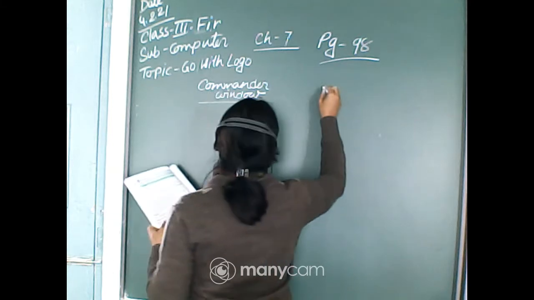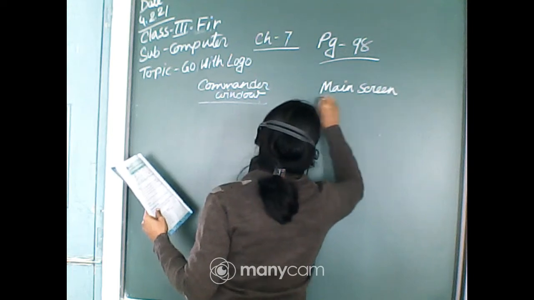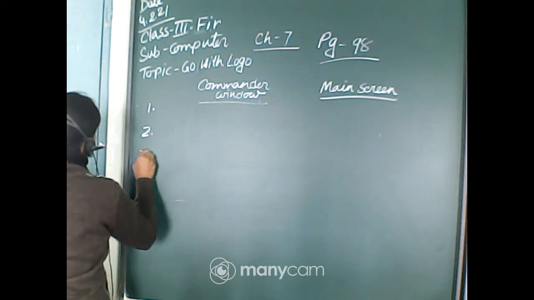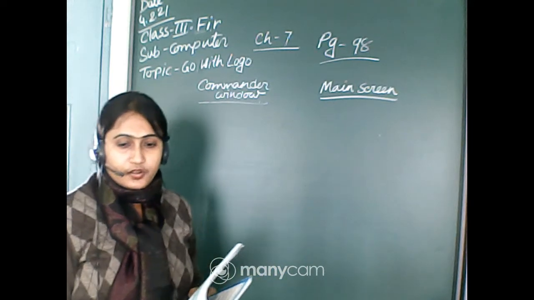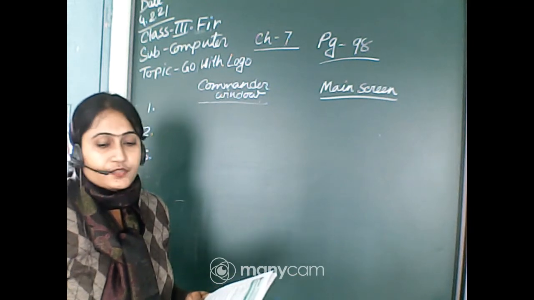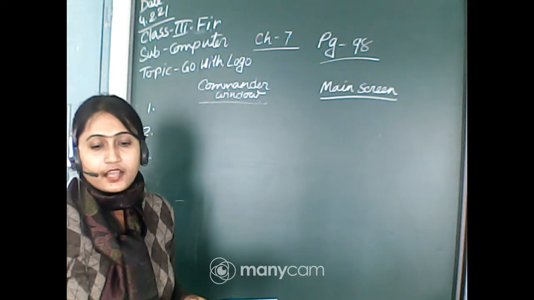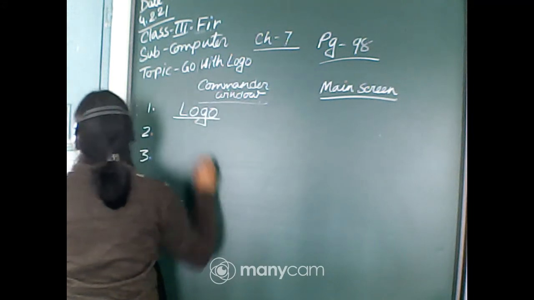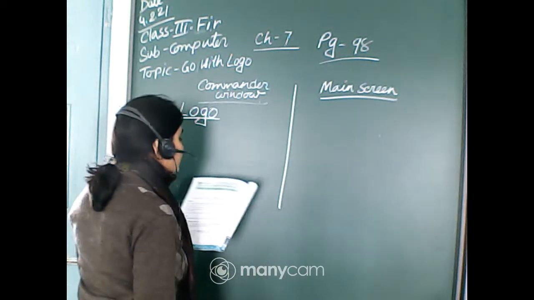Commander window and main screen. One, 2 and 3. I will write only the blank portion, which one you have to write. Okay. Number 1, commander window, dash is provided in this window, logo is provided in this window. Commander window we can see in logo. So write down here logo, L-O-G-O. Logo is provided in this window, and the right side in the main screen, dash is displayed in this window.